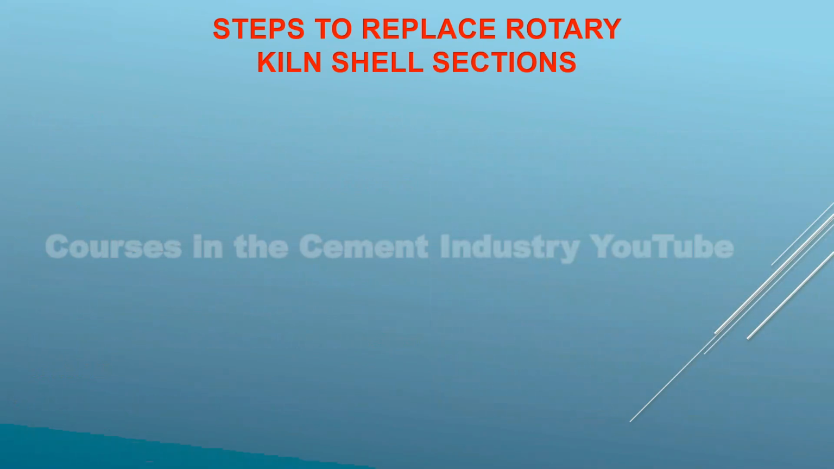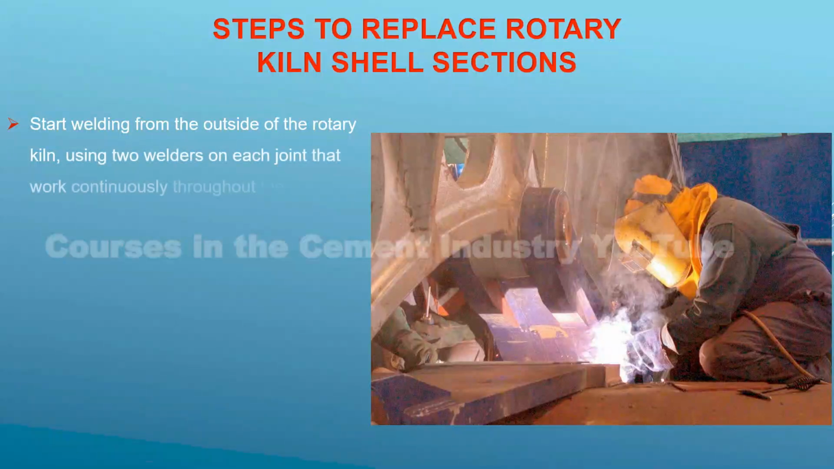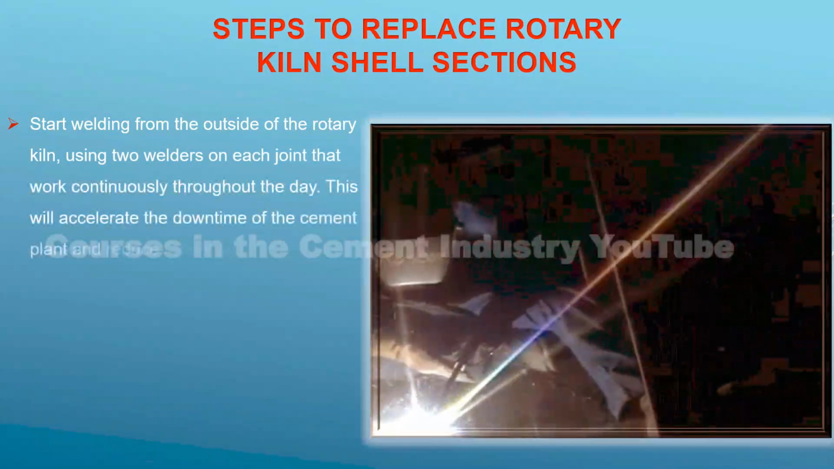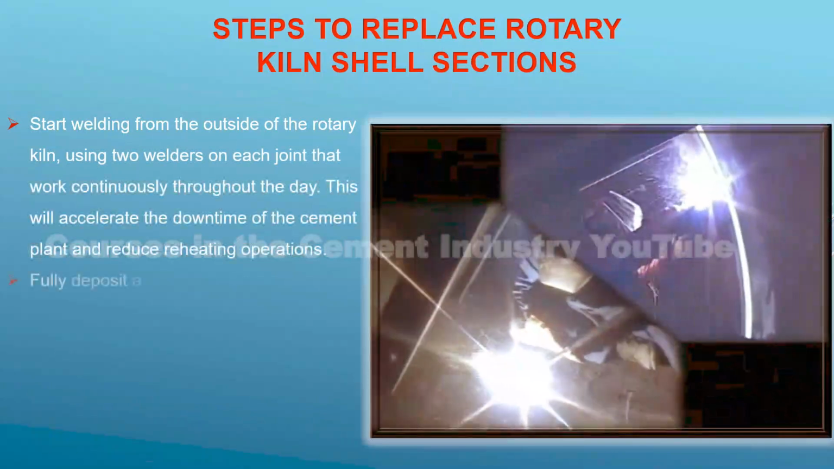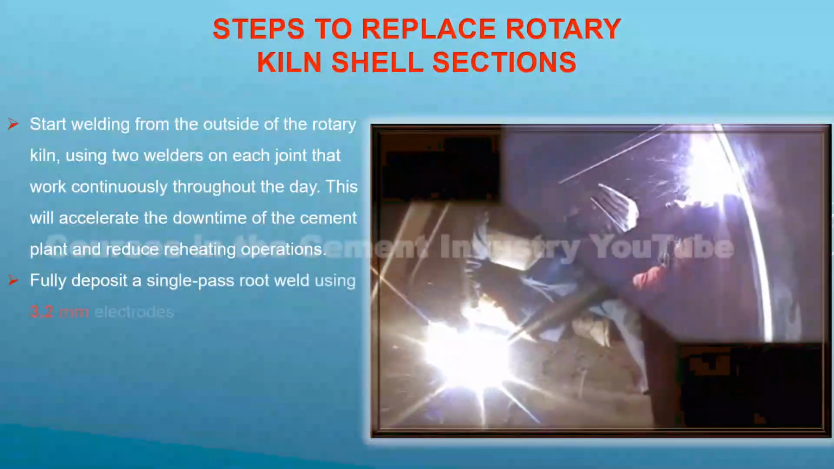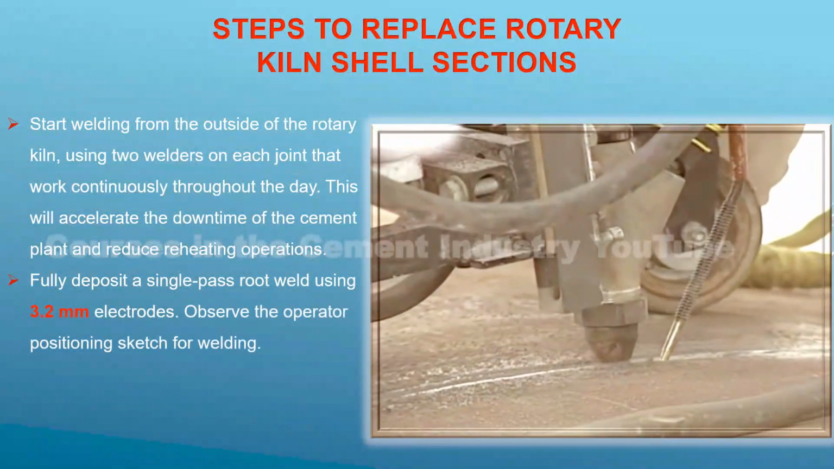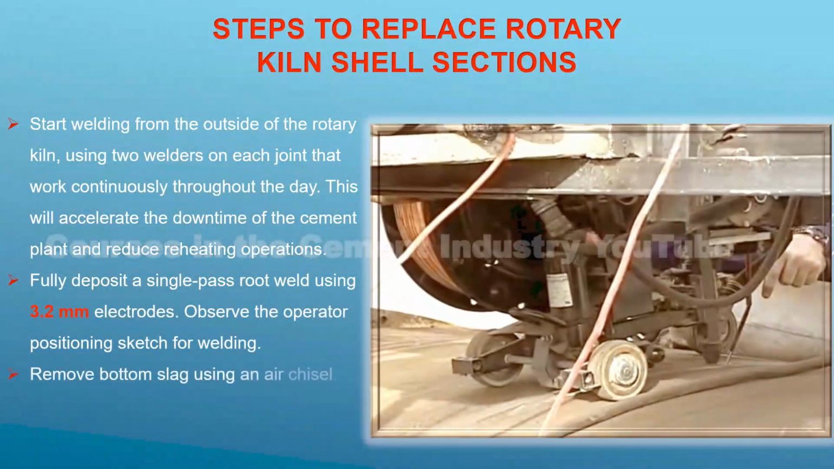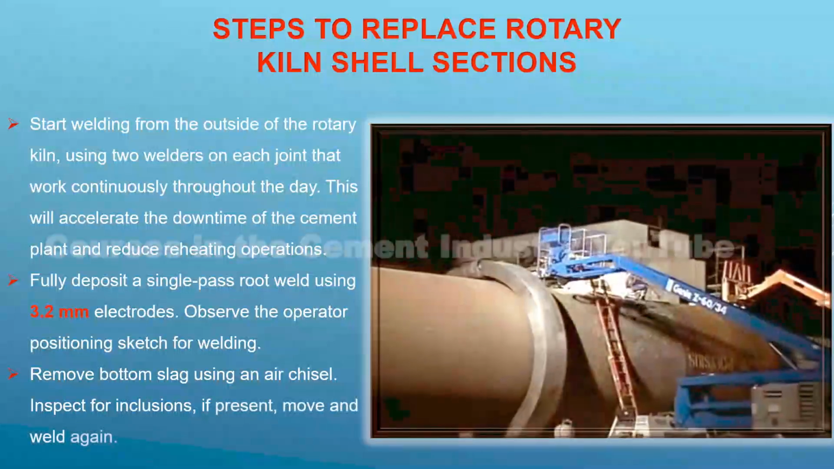Step 20. Start welding from the outside of the rotary kiln, using 2 welders on each joint, that work continuously throughout the day. This will accelerate the downtime of the cement plant, and reduce reheating operations. Fully deposit a single pass root weld, using 3.2 mm electrodes. Observe the operator positioning sketch for welding. Remove bottom slag using an air chisel. Inspect for inclusions, if present, move and weld again.